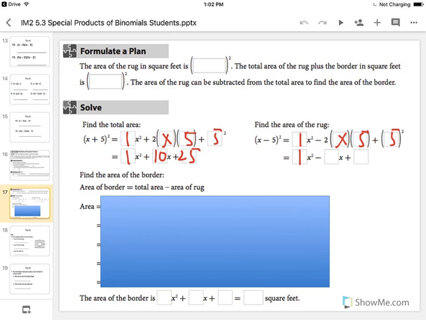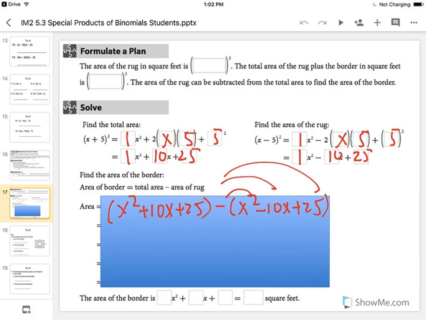So that gives us 1x minus 10x plus 25. Then we would take x squared plus 10x plus 25 minus the area of the rug, which is x squared minus 10x plus 25. So you need to distribute the negative in. This gives us x squared plus 10x plus 25 minus an x squared, a positive 10x, and minus 25.